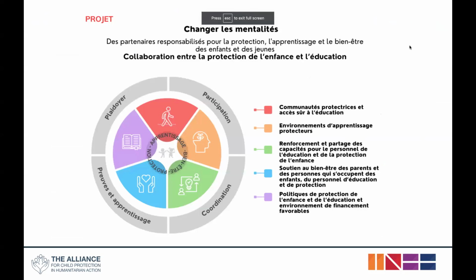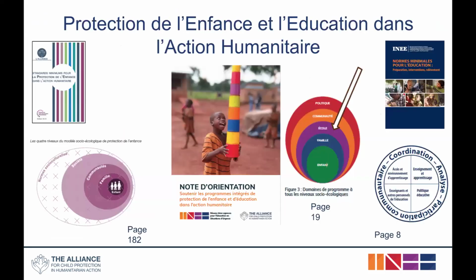I would like to draw your attention to the two models used for the two manuals. The socio-ecological model on the left, for minimum standards on child protection, places the child at the core of his or her environment: first the family, then the community, society, and cultural norms transmitted in its context.